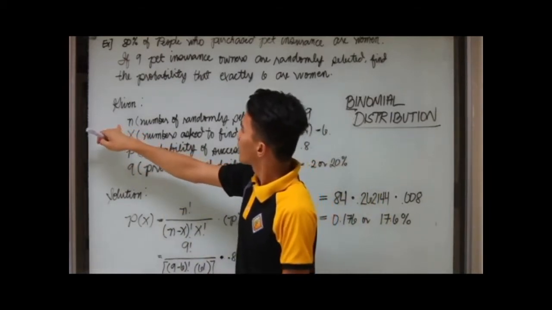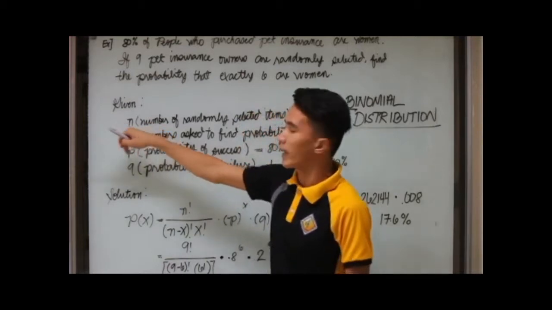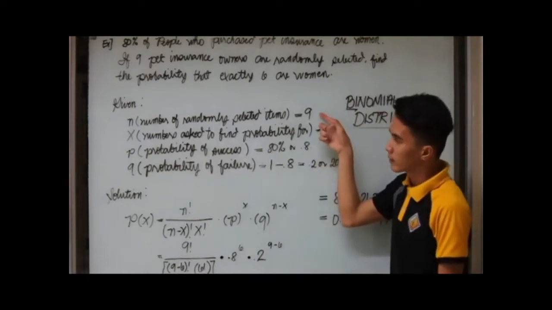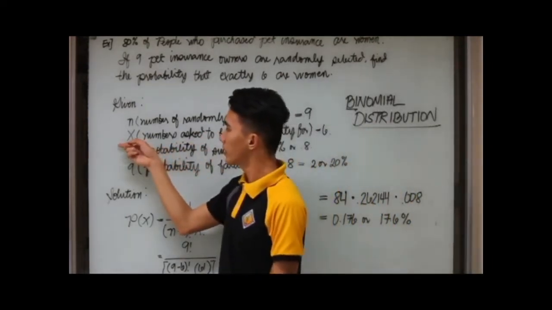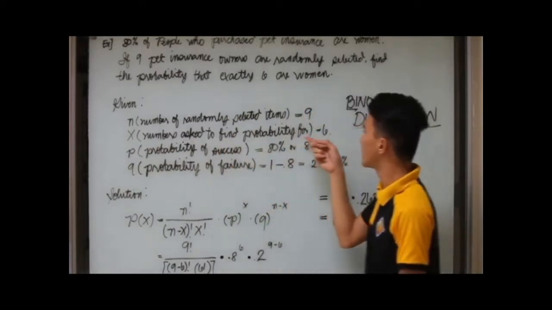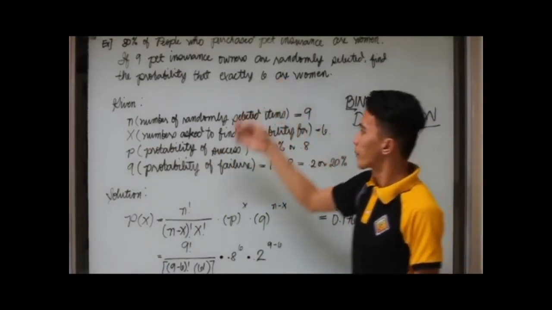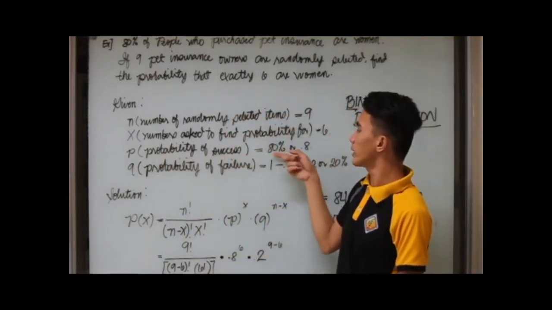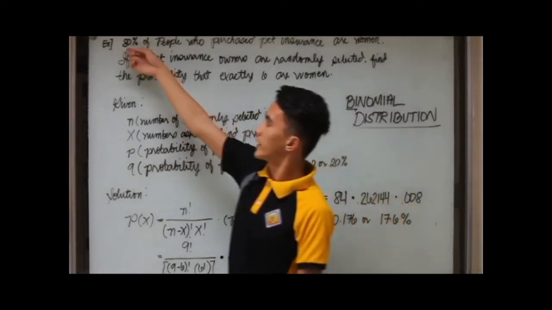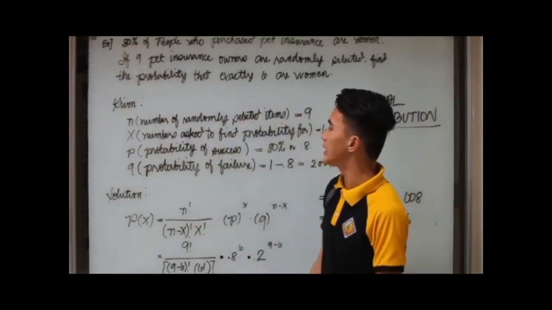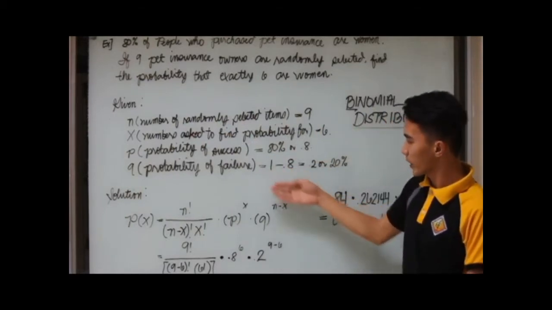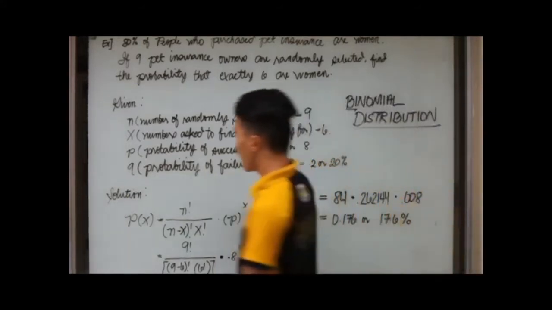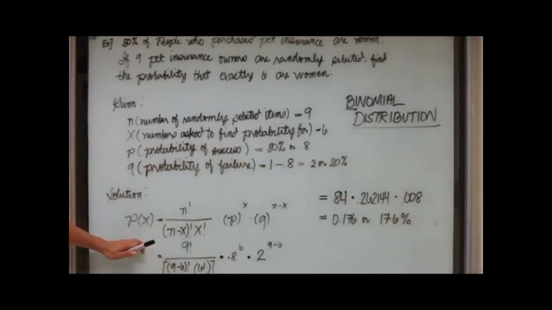The first given is n. n stands for the number of randomly selected items, which is equal to 9. x means the number we are asked to find the probability for, which is 6. p is the probability of success, which is equal to 80% or 0.8. And q stands for the probability of failure, which is 1 minus 0.8, equal to 0.2 or 20%.